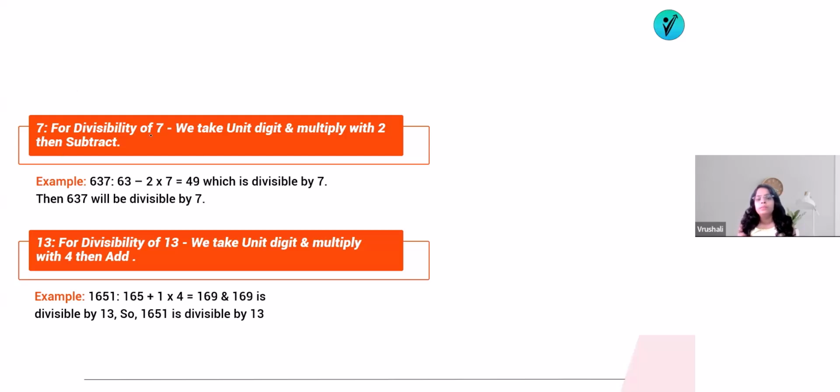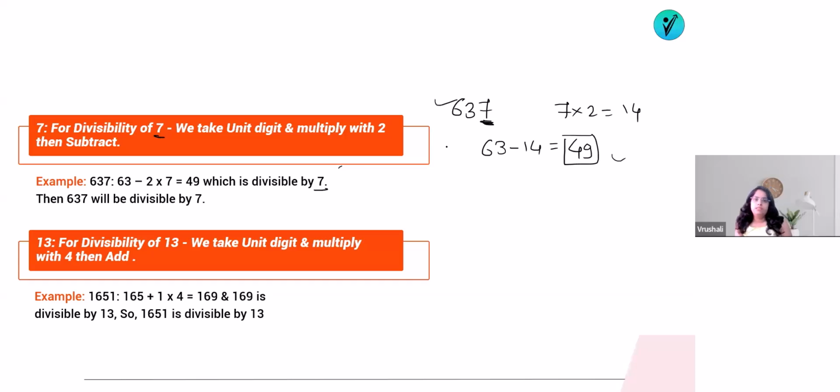Suppose the divisibility rule of 7. What do we do for 7? We take the unit digit and multiply it by 2. Whatever the unit digit is, just double it and subtract it from the remaining number. Like see, for example, 637. You can see the unit digit is 7. So I will first do 7 into 2, which equals 14. Now I will subtract it from the remaining number. 63 minus 14 will be 49. I know 49 is divisible by 7. So your whole number will be divisible by 7.